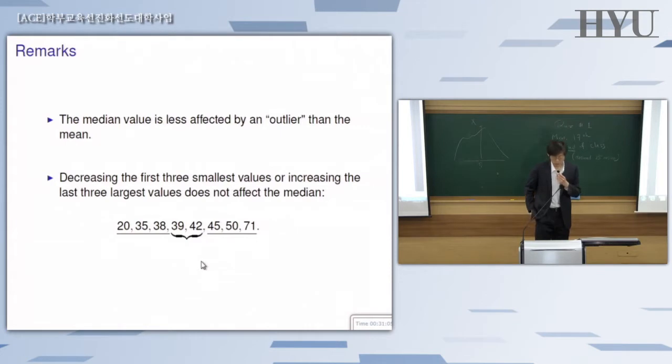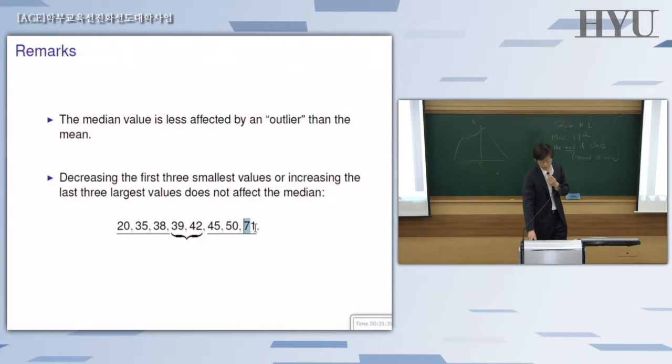So that was that. A few remarks. Like we said, median value is less affected by the existence of outliers than the sample mean, as we saw clearly from these 2 numerical examples. And furthermore, decreasing the first 3, other than those 2 values in the middle, and the largest 3 on the exact opposite side of the spectrum, have nothing to do with the median.